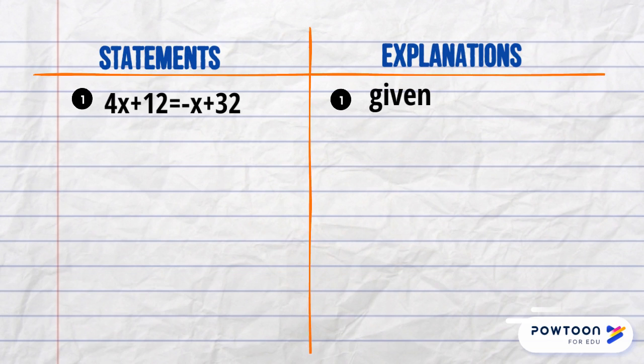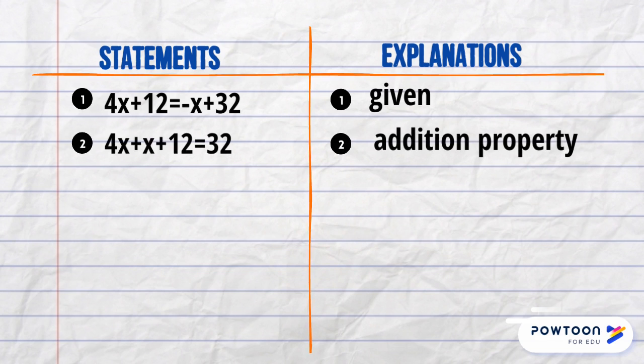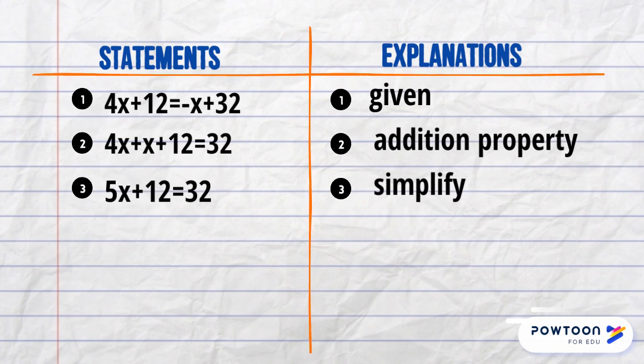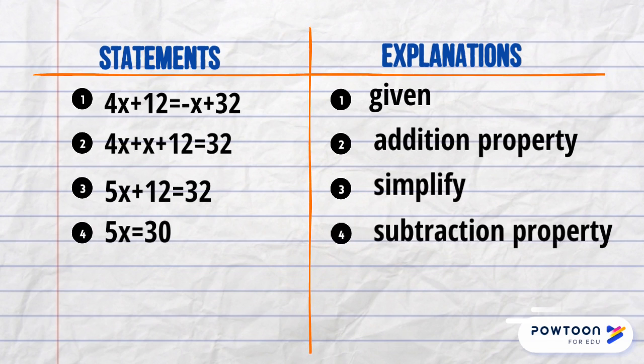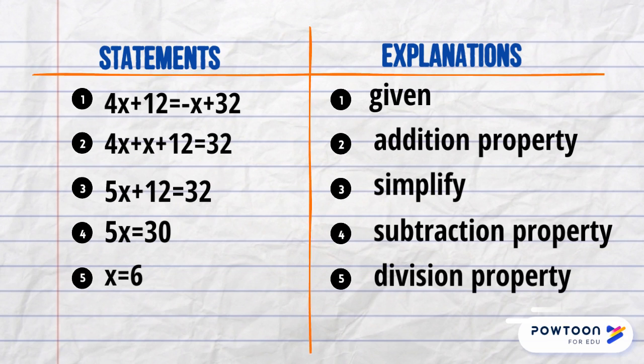Here's the solution for the problem. First, use the addition property to add x to both sides and then simplify to combine like terms. Then use subtraction property, and last divide by 5, which is the division property of equality, to get your final answer of 6.